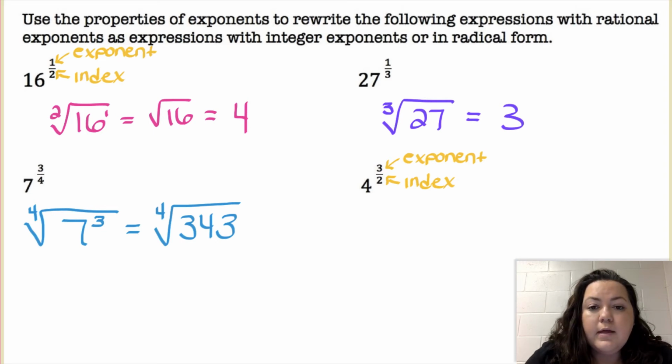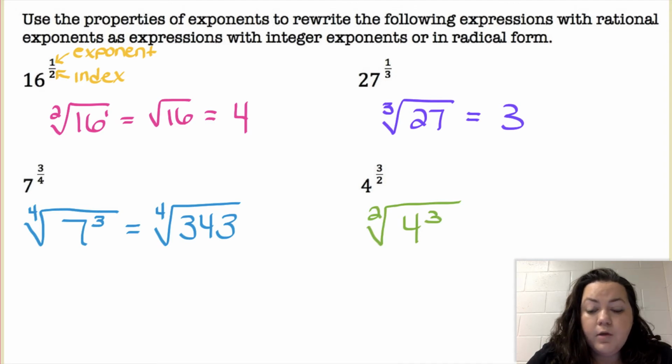The next one, I have 4 to the 3/2 power. So our exponent is 3, my index is 2. So it's going to be the square root of 4 to the 3rd power. 4 to the 3rd power is 4 times 4 times 4, which is 64. And if I take the square root of 64, it equals 8.